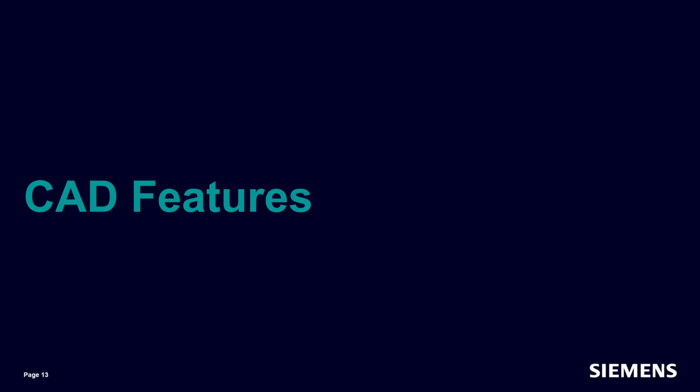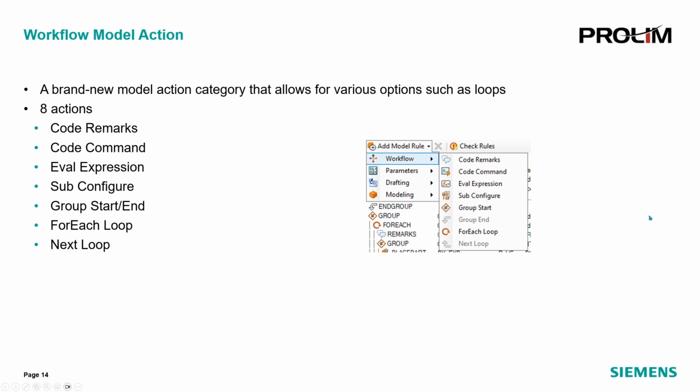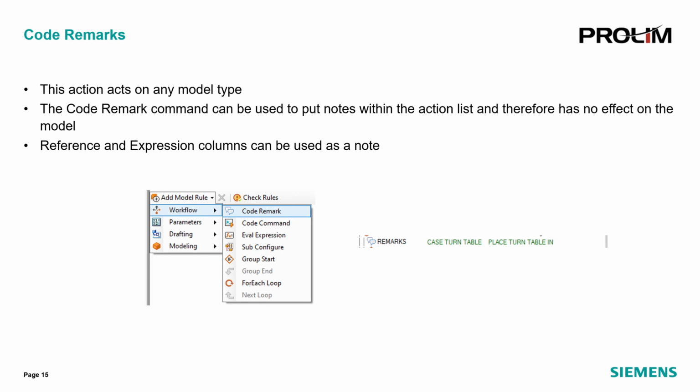Okay, so now let's take a look at all the new CAD features. In this year's release, we have 8 new model actions. First one is the code remarks, then we have code command, eval expression, subconfigure, group start and end, for each loop and next loop. Now let's take a look at all of these model actions in detail.